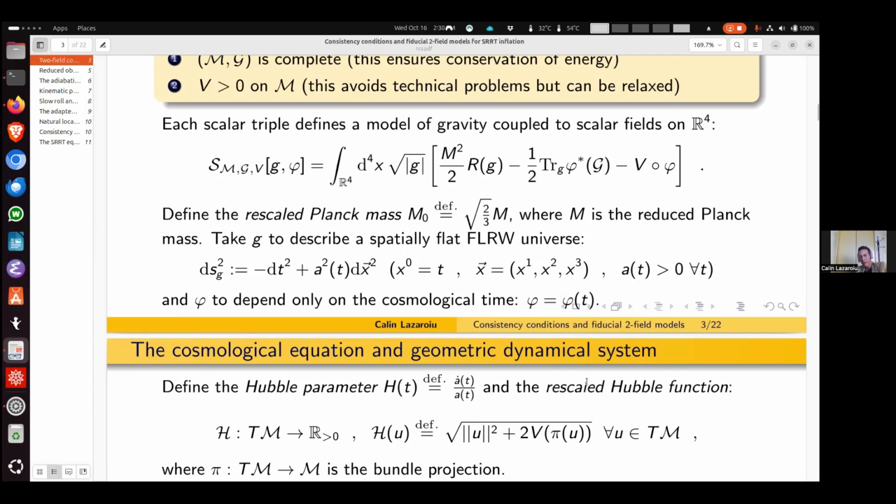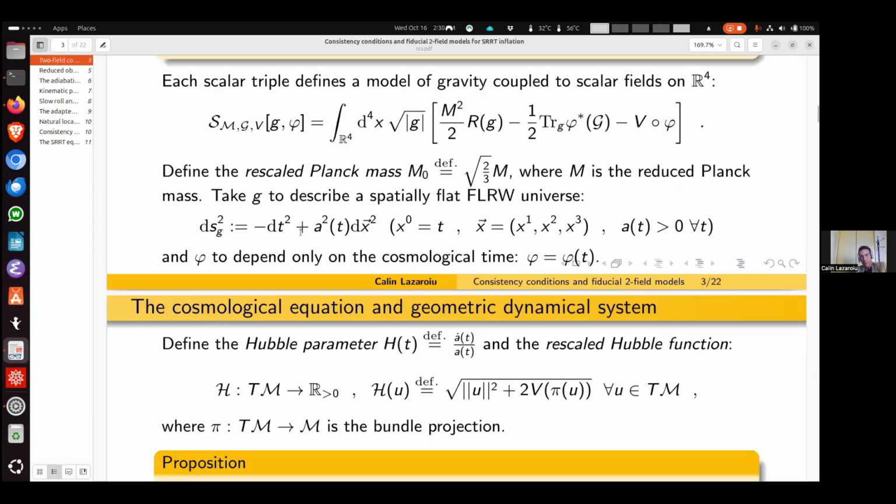Here, a of t is strictly positive, and a will be, in fact, a smooth function. In general, you can take this smooth function to be defined on an open interval with values in R, but I will not go into those details. They are not very important here. And besides taking this ansatz, the FLRW ansatz for the metric, which is of course well known, you also take phi to depend only on this variable little t. The variable little t is generally called the cosmological time in cosmology.